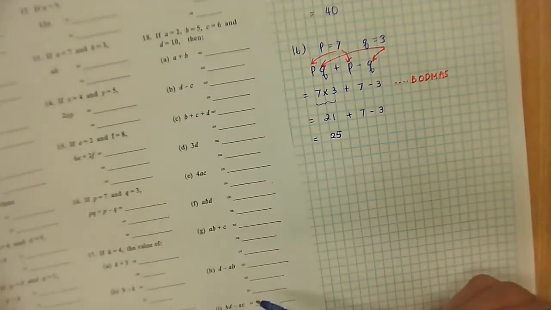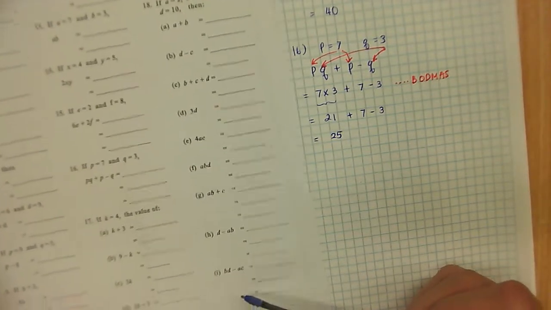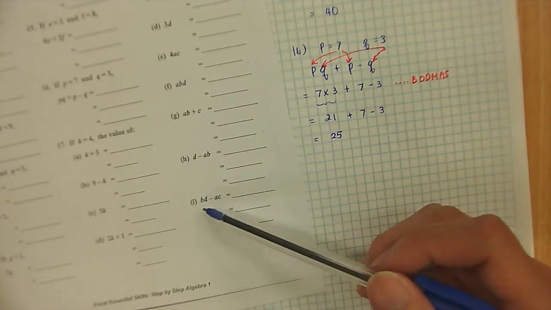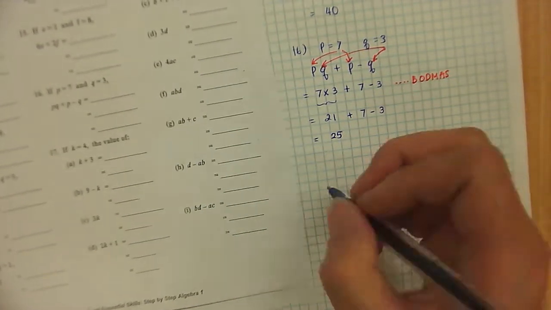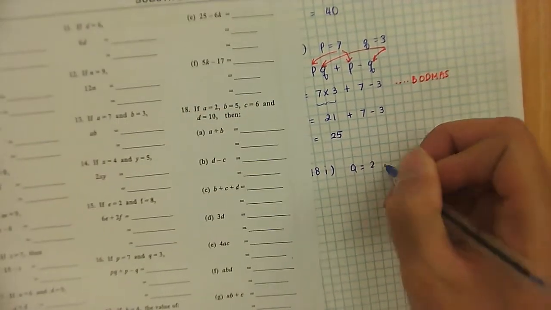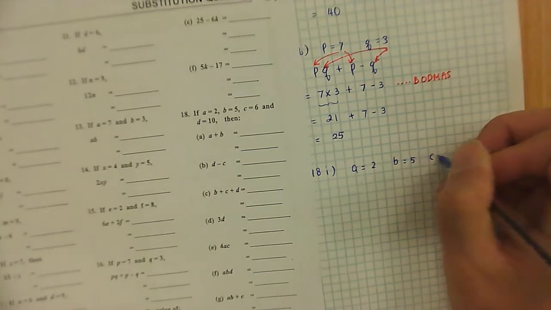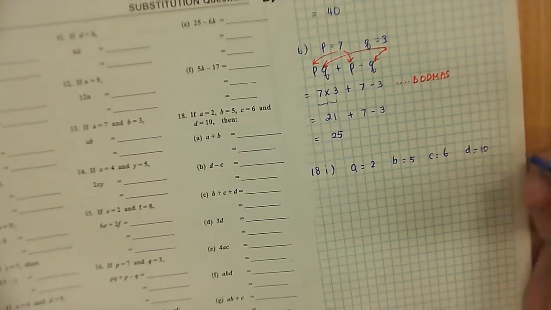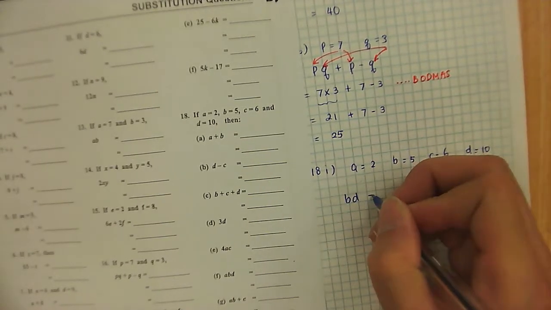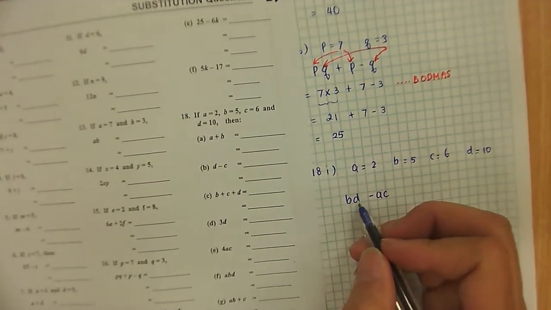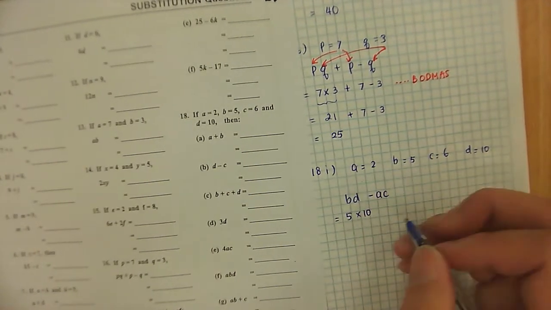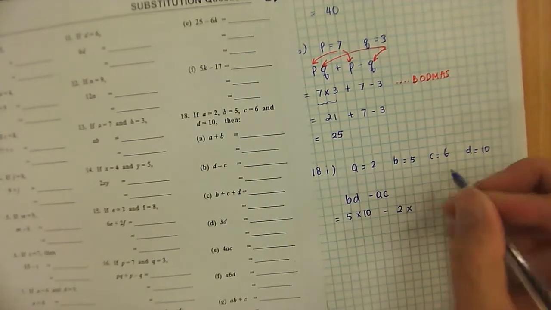Now let's pick one question from this page, which is 18i, BD minus AC. Alright, 18i is A equals 2, B equals 5, C equals 6, D equals 10. That is what's given in the question. Now, here it says BD minus AC. So B times D, that will be 5 times 10. That's B and D. Now A is 2, C is 6.